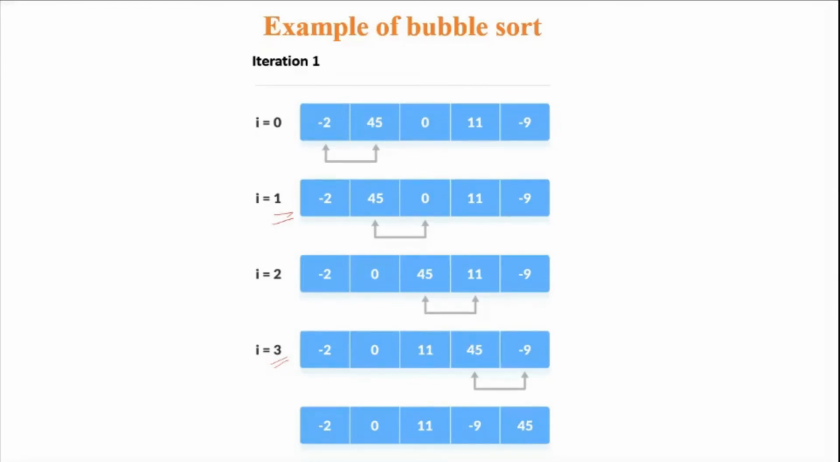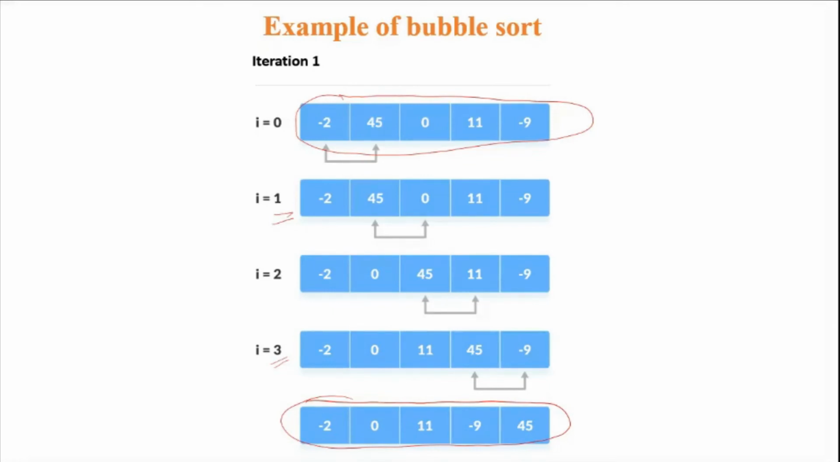Now the last two elements are to be checked, that is 45 and minus 9. 45 is the larger one, so we put 45 towards the end, that is the rightmost position. So in the last step, after the first iteration, the elements in that array will be minus 2, 0, 11, minus 9, and 45. Initially it was minus 2, 45, 0, 11, and minus 9. So 45 was shifted towards the rightmost.